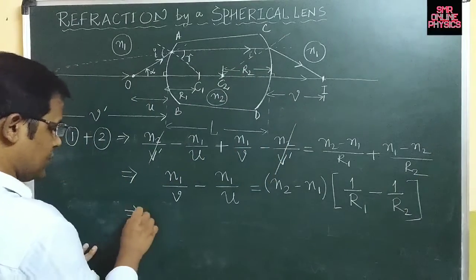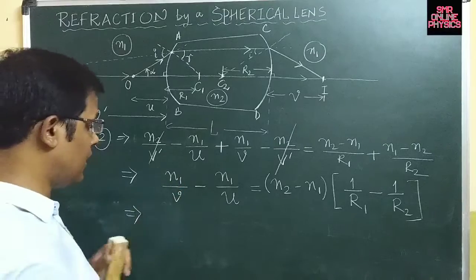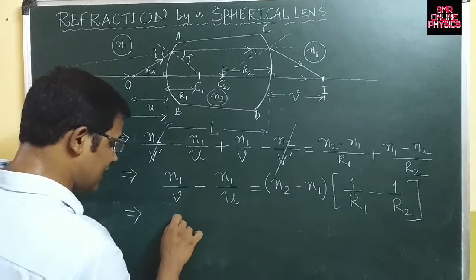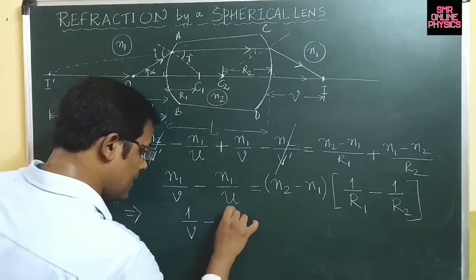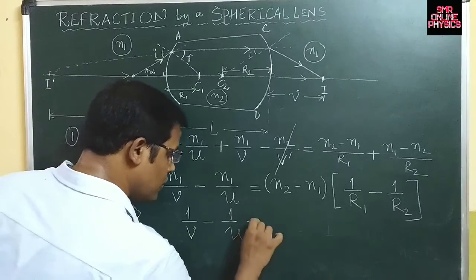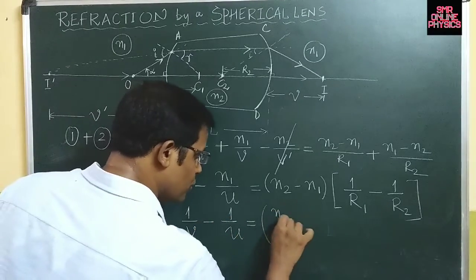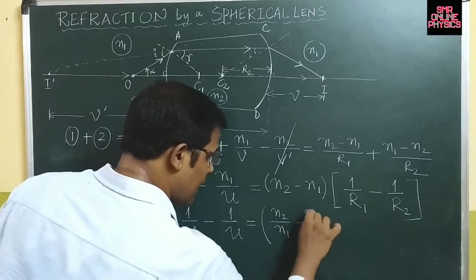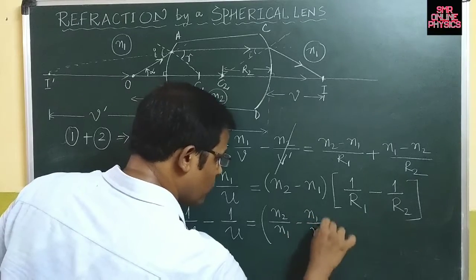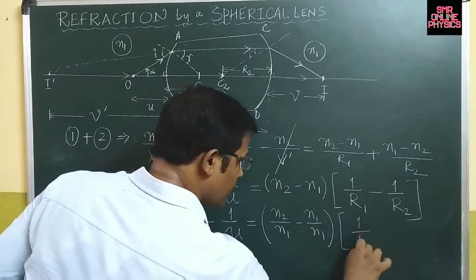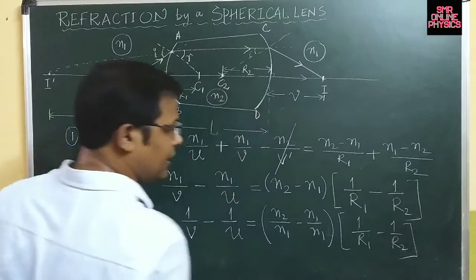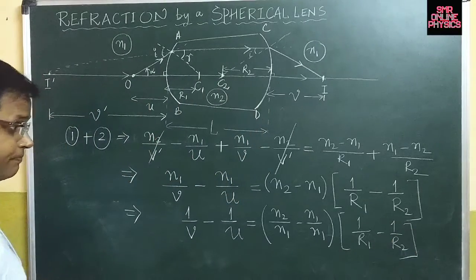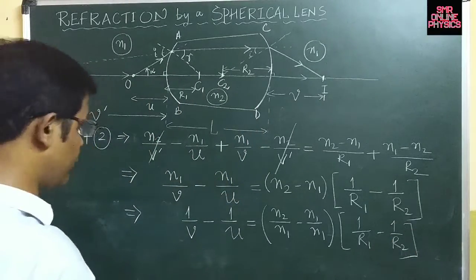So even if you can see here, N1 is common again on the left hand side. So if I take it on the right hand side directly, it looks like 1 by V minus 1 by U is equal to N2 by N1 minus N1 by N1 into 1 by R1 minus 1 by R2. Not a big deal. Perfect. That is also a very good equation.